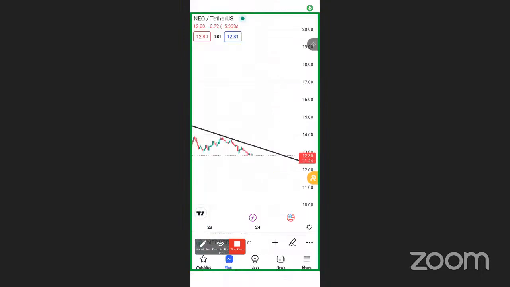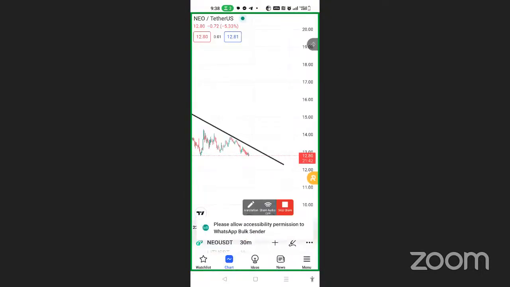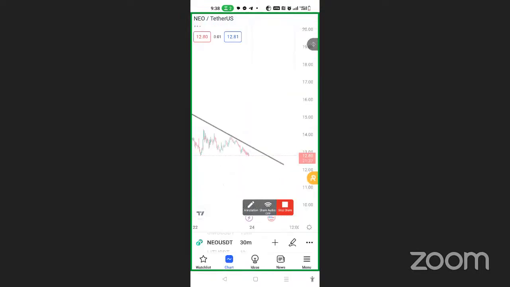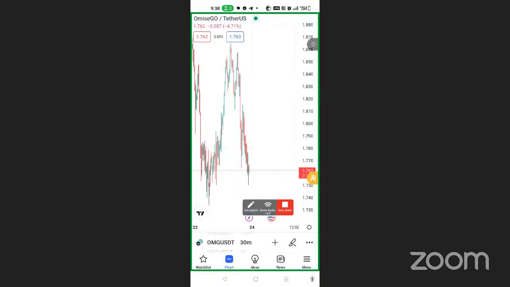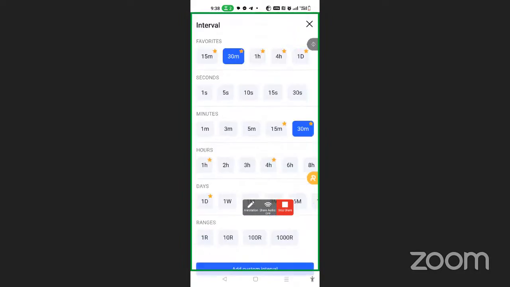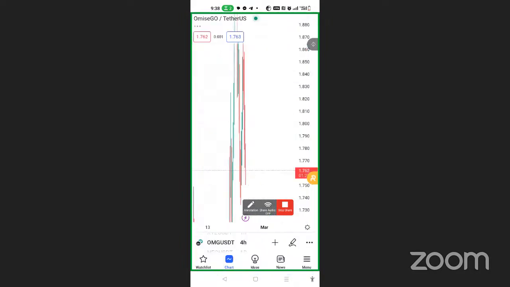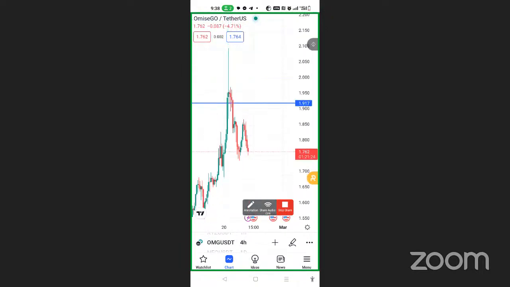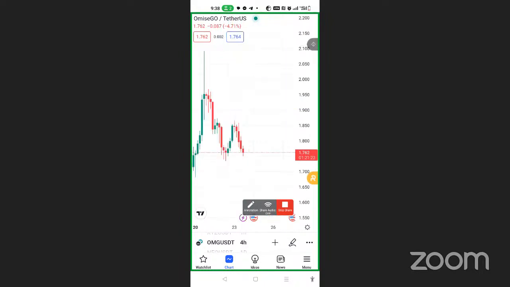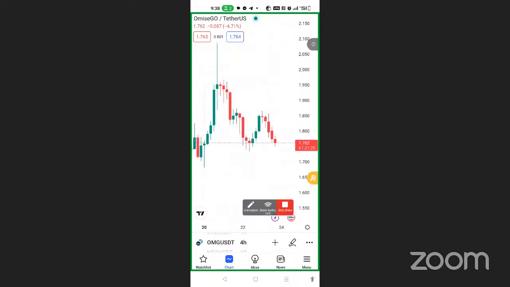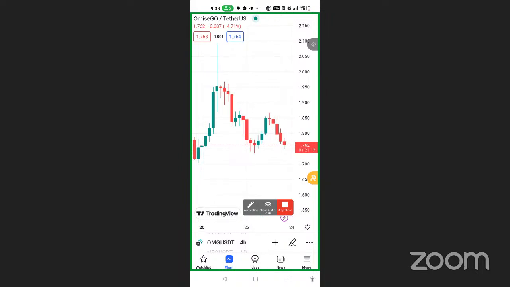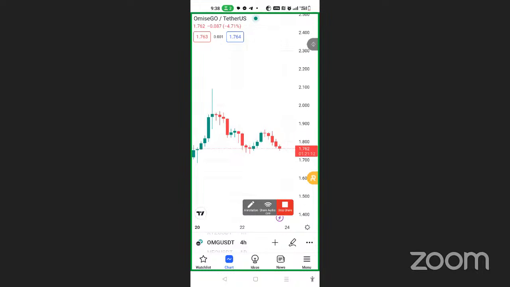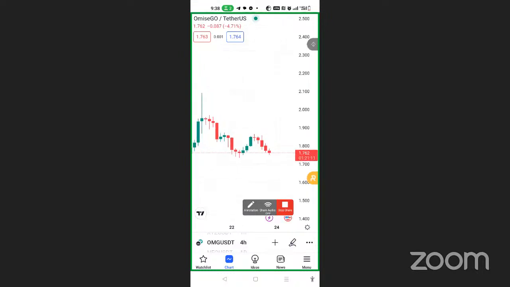So let me pick another trade. Let me use OMG, Omisego. I'll go to the 4-hour time frame. This is the trade, this is so sweet, very down. So maybe I want to trade. This is 4 hours. I've said if I analyze in 4 hours, then I'll be able to take my entry.